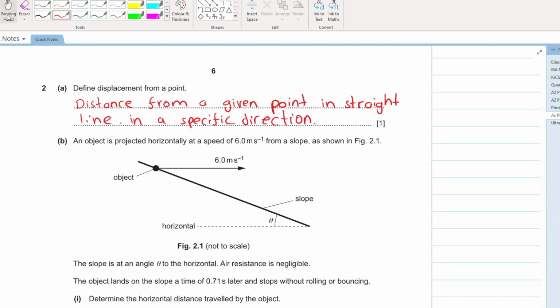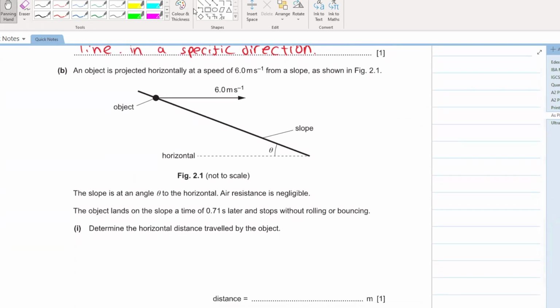Let's further move ahead. An object is projected horizontally at a speed of 6 m/s from a slope as shown in figure 2.1. The slope is at an angle of theta to the horizontal. Air resistance is negligible. What does this mean? This tells you that acceleration will be 9.81 m/s².